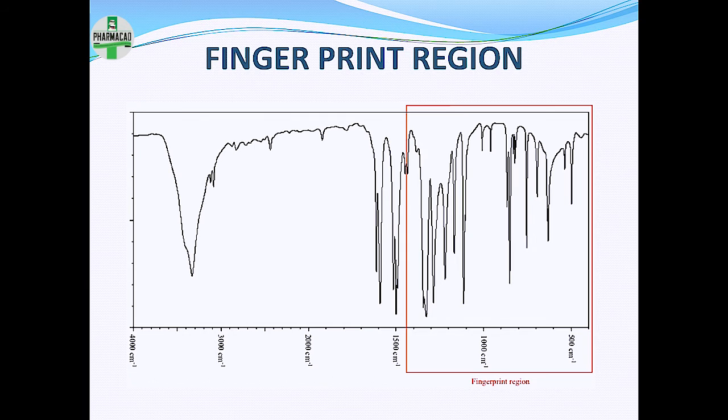So let us have a look at the fingerprint region. Basically, the fingerprint region is the IR region existing below 1500 centimeter inverse. As you can see, I have drawn a red block around the fingerprint region. Now, what is the significance of this fingerprint region? Basically, this fingerprint region is rich in many different absorption bands, and that is why mostly the combinational bands exist in the fingerprint region.